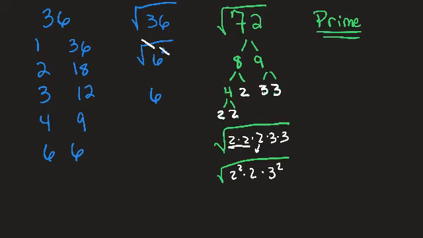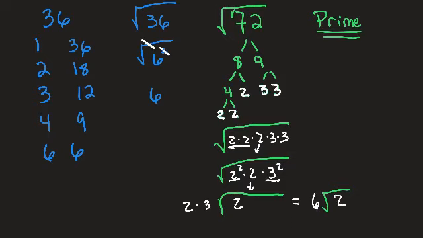Now, we go back to the second part of yesterday's lesson and we think, well, what's the square root of 2 squared? The square root of 2 squared is just 2. The square root of 3 squared is just 3. So we took the square root of this one, and we took the square root of this one, and this guy stays here. So my final answer is 6 square root 2.